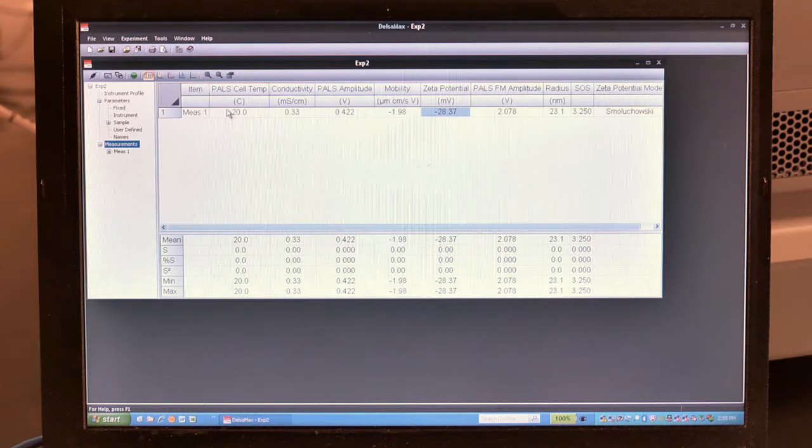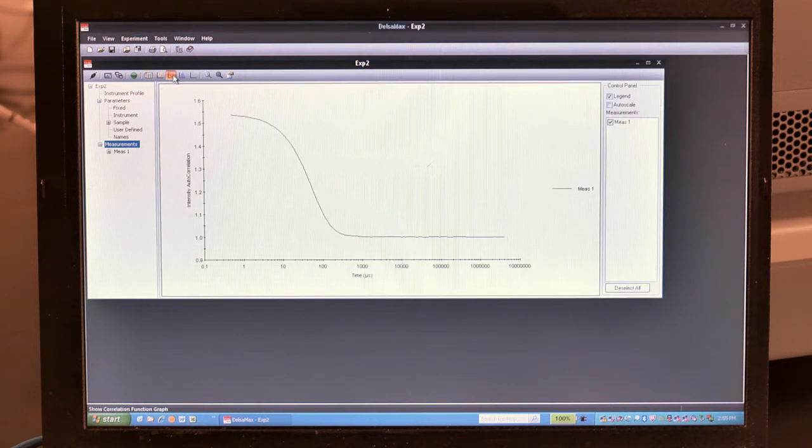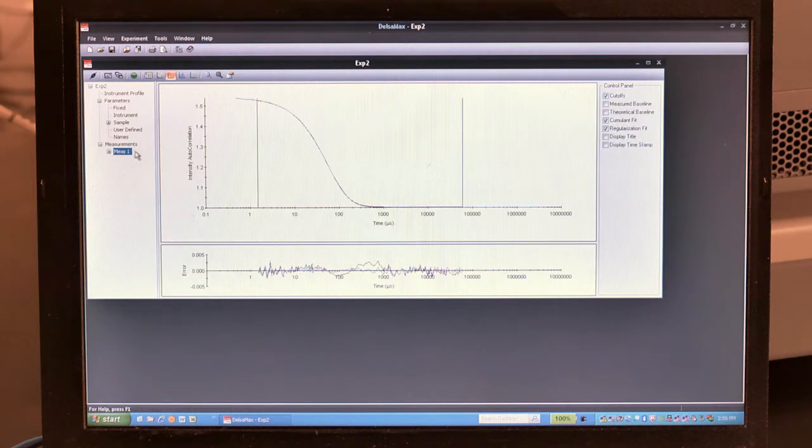If we want a visual of our graph, we can look at the correlation graph by clicking this button on the top row here. And this gives us a view of our correlation curve. By clicking on measurement 1, which was our first measurement in the software, I'm able to adjust the limits of analysis for this correlation curve.